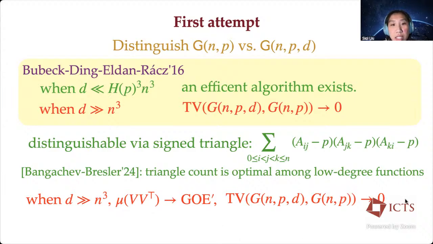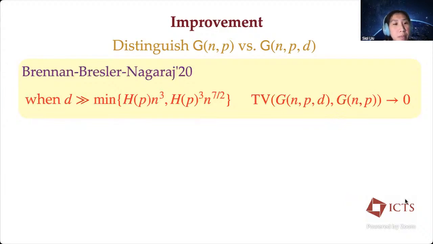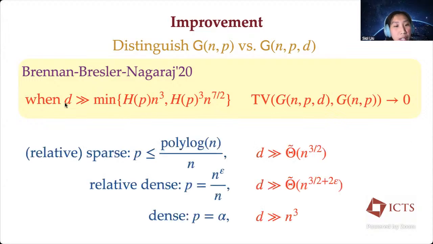And this is indeed confirmed by a later improvement by Brennan, Bresler, and Nagaraj in 2020, in which they improved this threshold, actually. They improved the information theoretic side of the bound, and in particular they show a lower bound that D is bigger than the smaller of these two. You can see that both of them are better than n cubed.